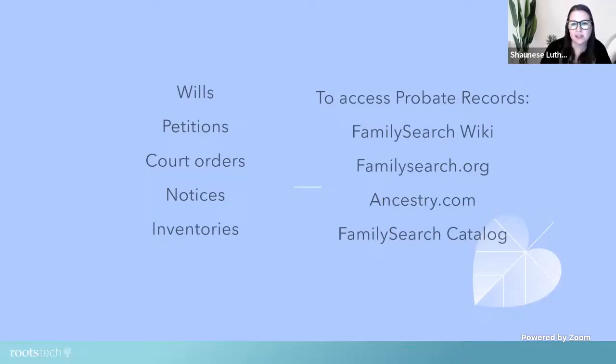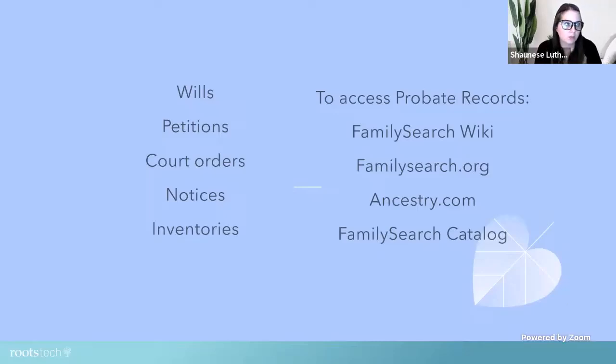So you can access these on FamilySearch Wiki to see when records are available. FamilySearch.org, Ancestry.com, and FamilySearch Catalog. FamilySearch Catalog will become your best friend, same with the wiki, as you are looking more into these records. With the catalog, you can look at the area that you're working in, and it'll tell you what probate records are online or not, and that goes with most of the records as well.